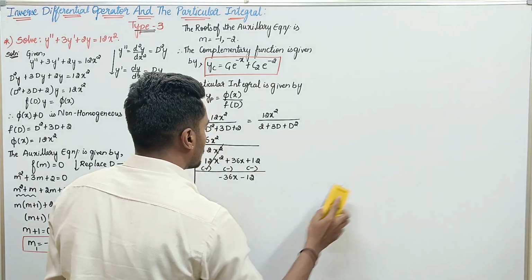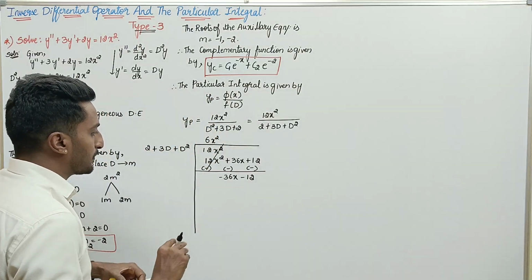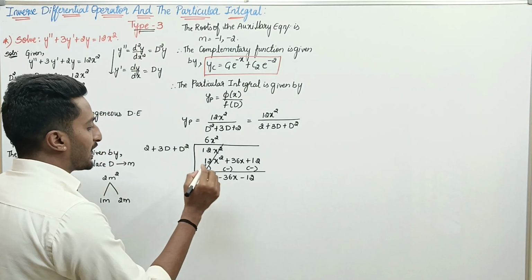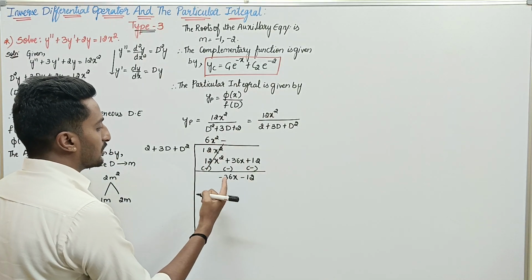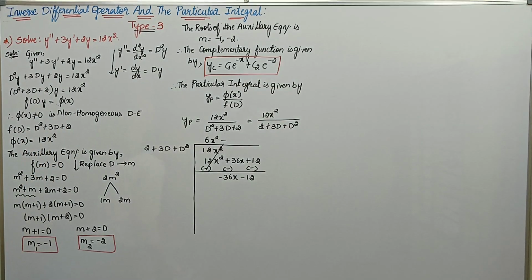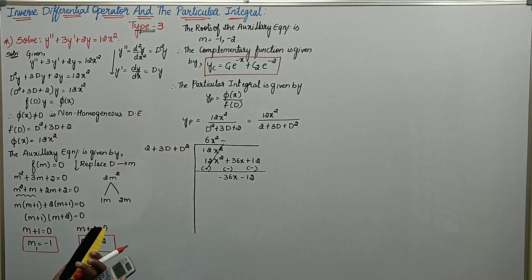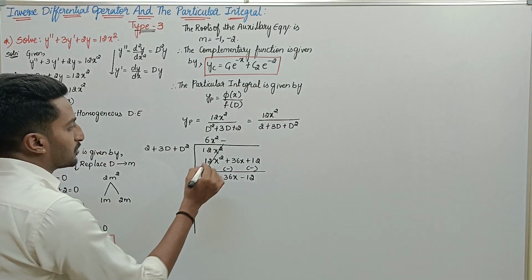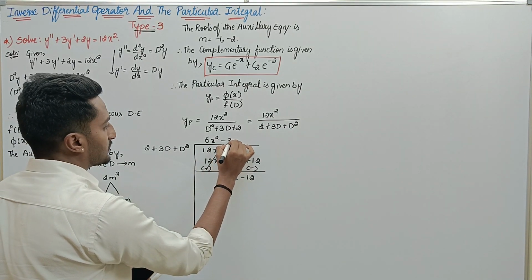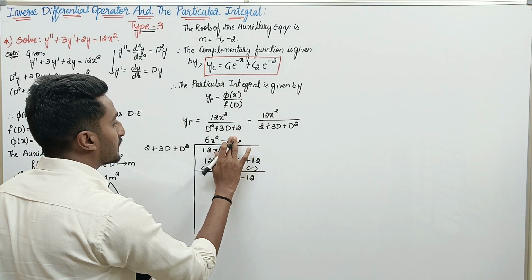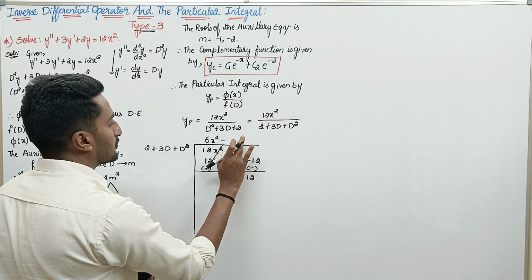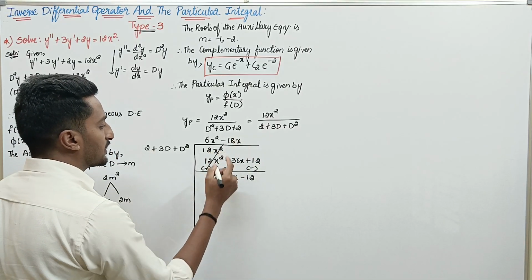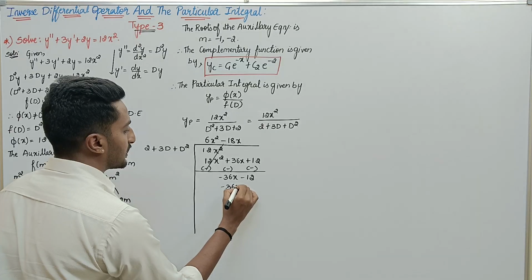Now, what I need to multiply here to get minus 36? 18 2s are 36. 18 into 2, you get 36. So, I am going to multiply, sorry, 18x minus 18x. 2 into 18x, you get minus 36x.